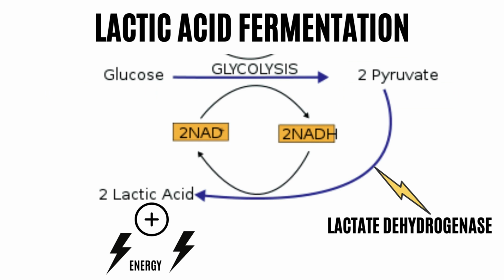We will start with pyruvic acid and NADH. What happens is NADH releases the hydrogen ion. This release of hydrogen is termed as oxidation. The hydrogen ion is then accepted by the pyruvic acid. This accepting of hydrogen is called reduction, and thus converts it to lactic acid, and energy is also produced. The process of converting pyruvic acid to lactic acid is catalyzed by the enzyme lactate dehydrogenase.